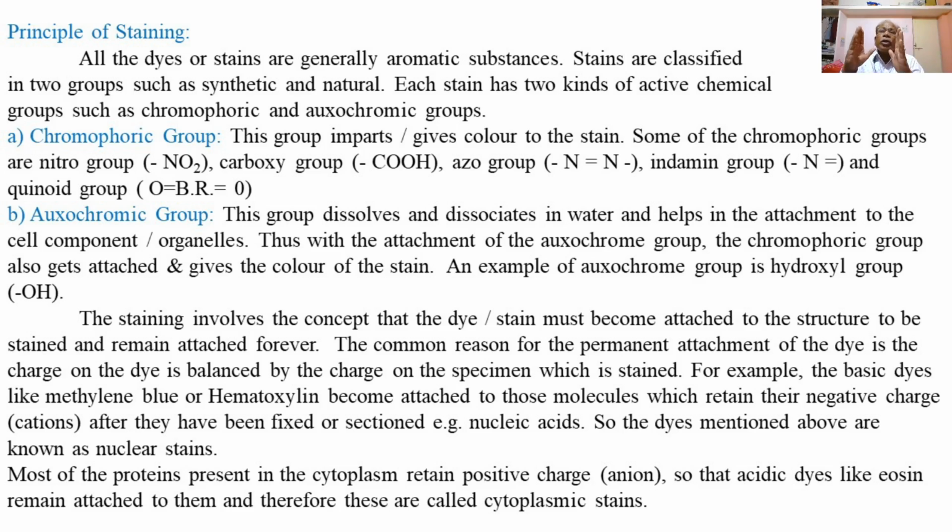So the chromophoric group gives a particular color to the stain and the oxochromic group is responsible for the attachment of the stain to the biological preparations or the specimen or the cell components or the cell organelles. And the example of the oxochromic group is the hydroxyl group or the OH group.